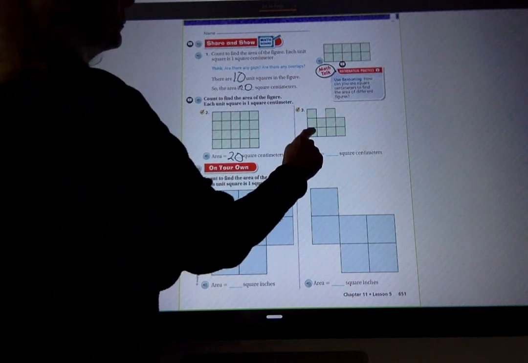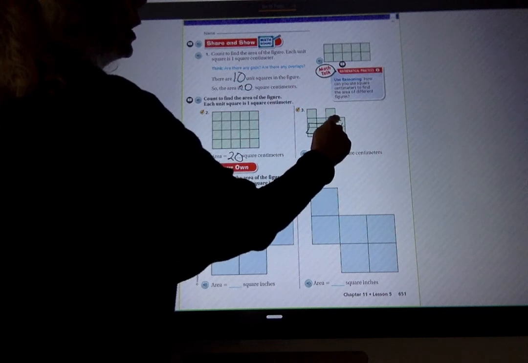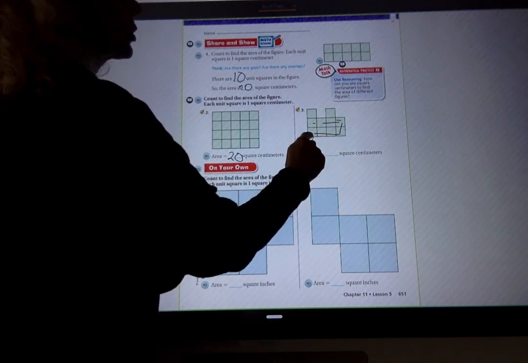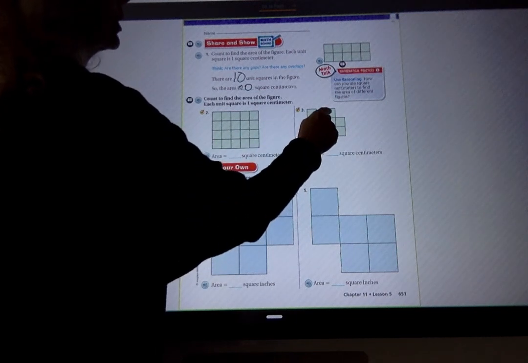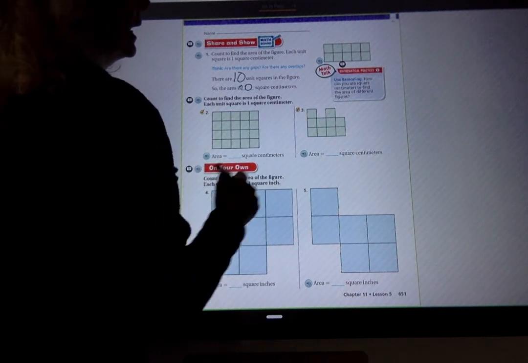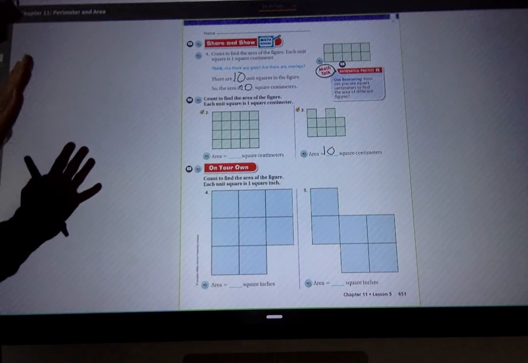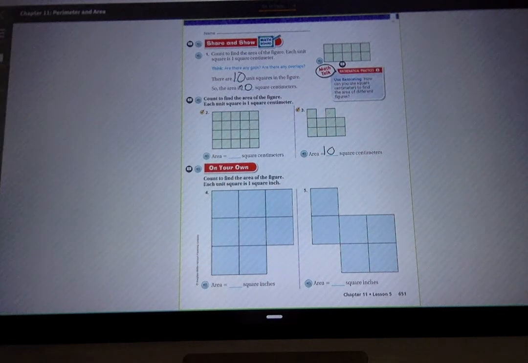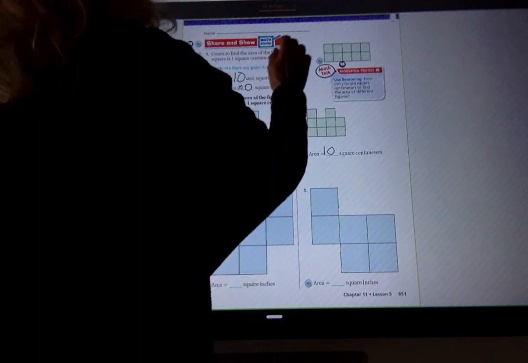Let's try this one. I see a block of squares here. 1, 2, 3, 4 times 2 is 8. So I would have 8 down here plus these 2 makes 10. Okay, I think you're getting the idea. We're going to go ahead now and turn to our assignment on page 653.